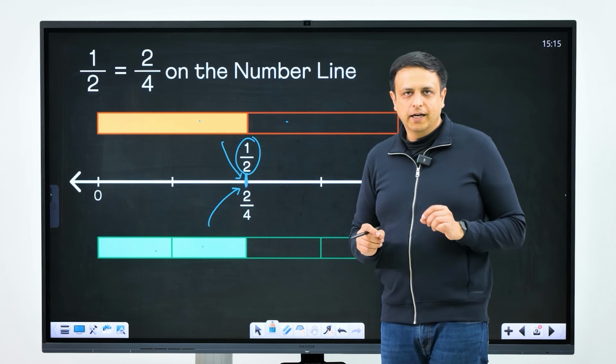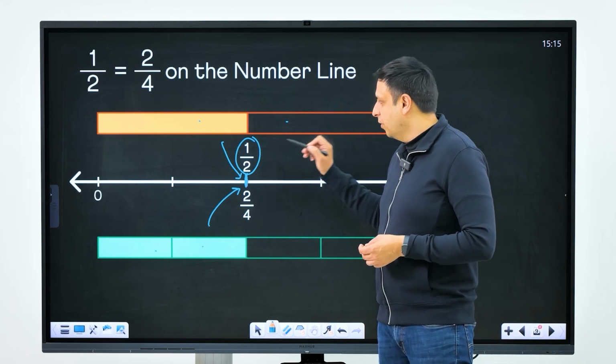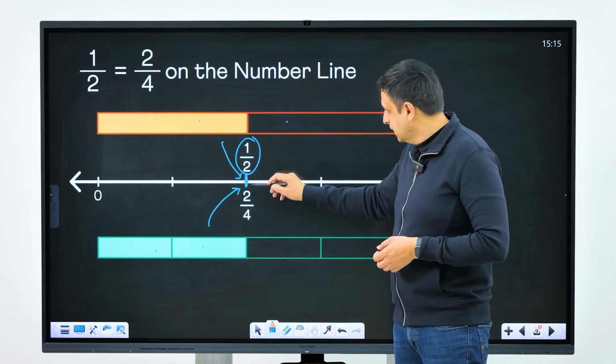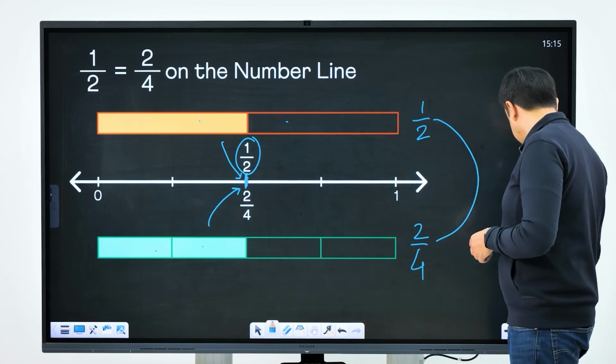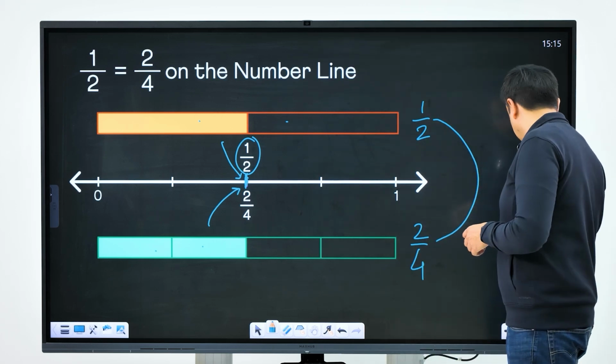So that's the key idea here. If you have two equivalent fractions, they would correspond to or represent the same point on the number line. In this case, this point is both 1 over 2 and 2 over 4. So that's the idea here. Equivalent fractions represent the same point on the number line.